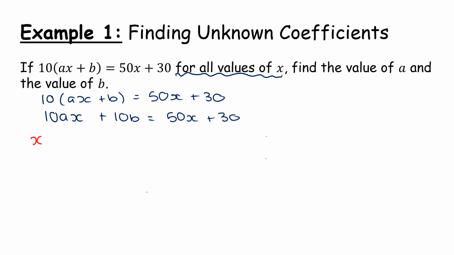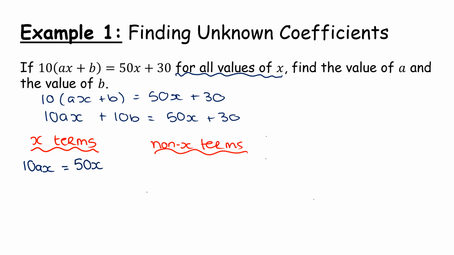So let's work first with the x terms, which is anything that contains an x. Then we'll work with the constants or the non-x terms. For the x terms, I have on the left hand side 10ax, and that should be equal to 50x on the right hand side. There's an x on both sides, so I can divide across by x, and then divide across by 10. So I get the value of a is equal to 5.